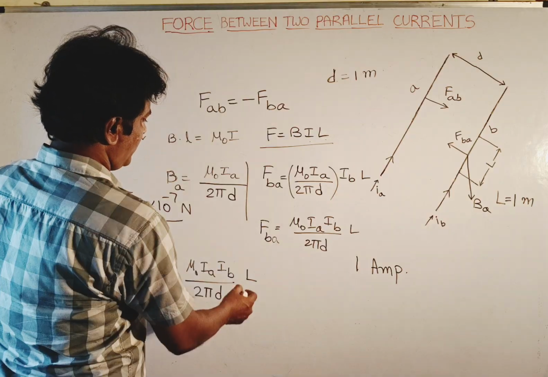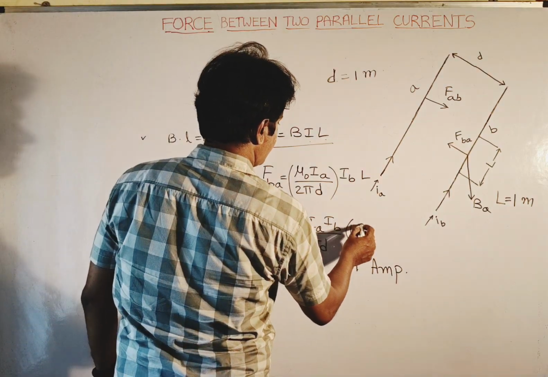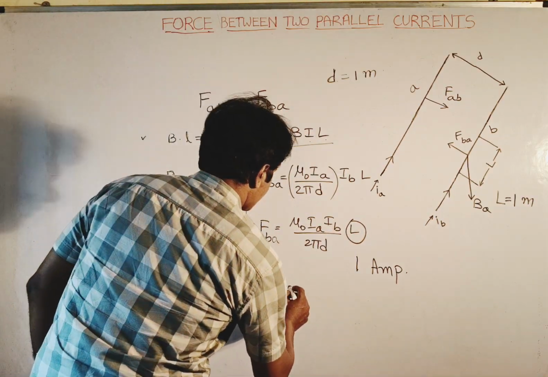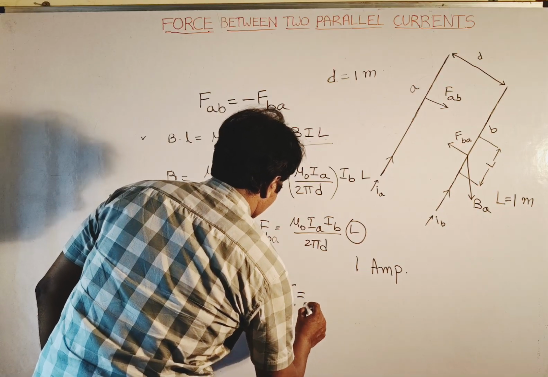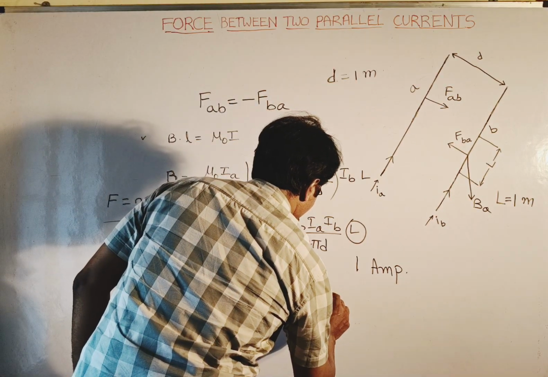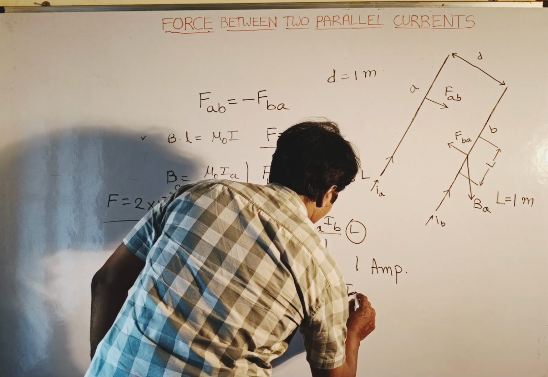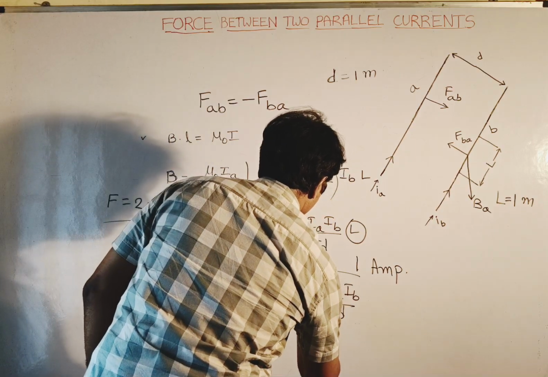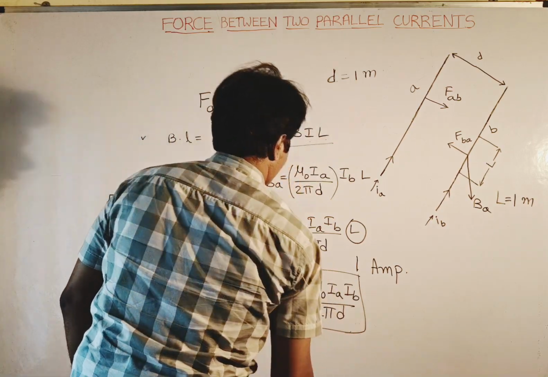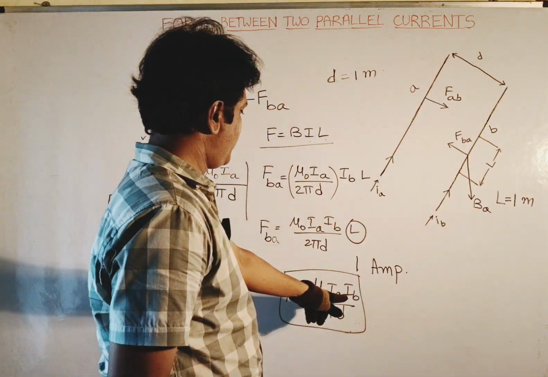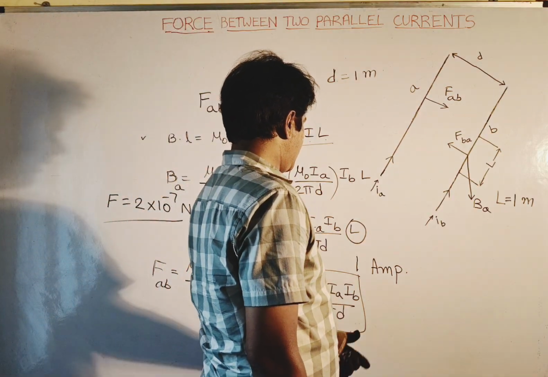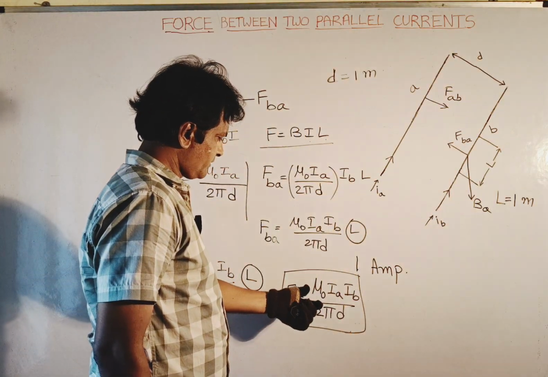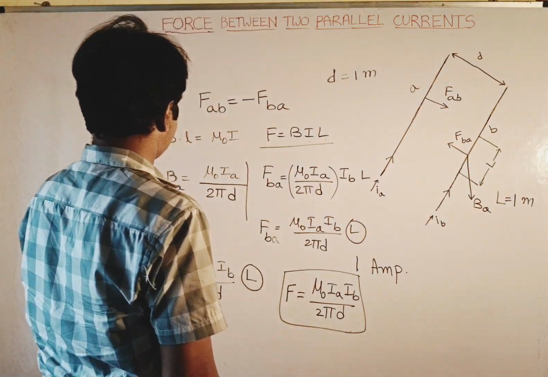So here see the length. In each case there is a length part, and if you consider the force per unit length, the formula can be rewritten as mu naught IA IB by 2 pi d. This is the force between two parallel currents, where IA and IB are the currents passing through the two conductors, d is the distance between the two parallel conductors, and mu naught is the permeability of free space.